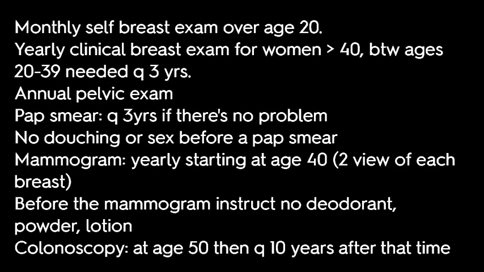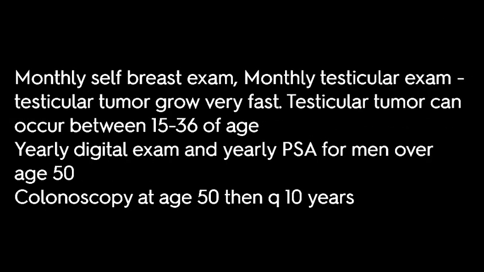Prevention, females. Prevention, males. Monthly self-breast exam, monthly testicular exam. Testicular tumors grow very fast and can occur between 15 to 36 years of age. Yearly digital exam and yearly PSA for men over age 50, colonoscopy at age 50, then every 10 years.